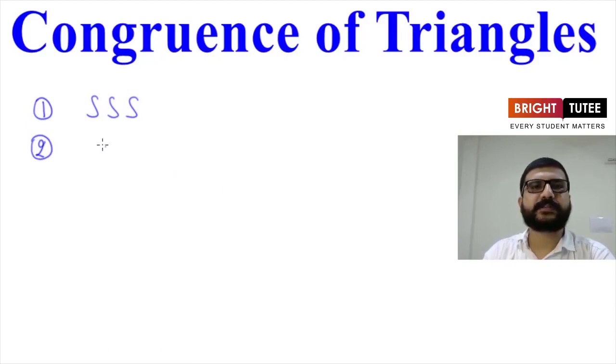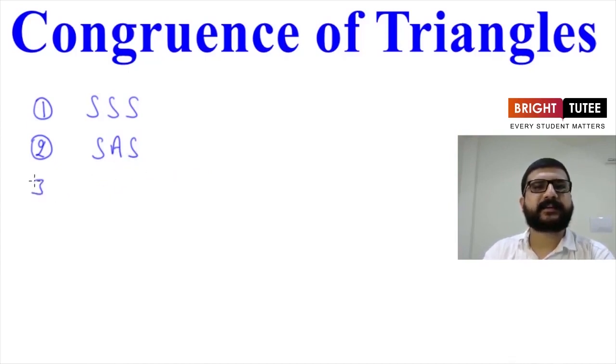And the second one we studied was SAS criteria. It is side, angle, side. Now it says if 2 sides of a triangle and angle included between these 2 sides are correspondingly equal to 2 sides and angle included between them of another triangle, then the triangles are known as congruent triangles. And the criteria here is SAS. It is side, angle, side, because here we are using 2 sides and included angles. So it says side, angle, side.